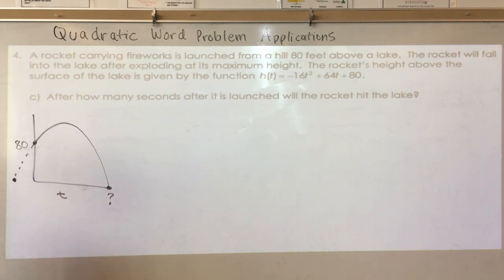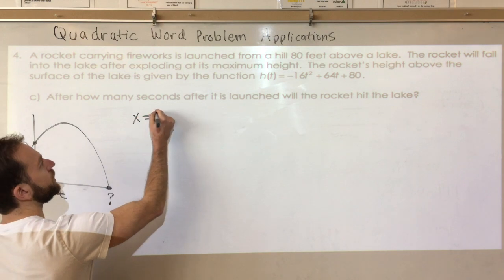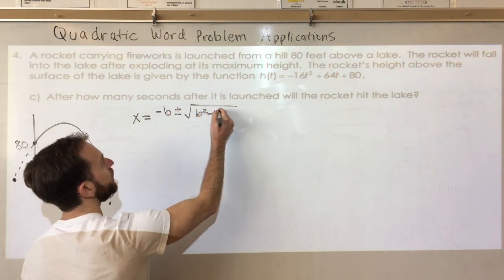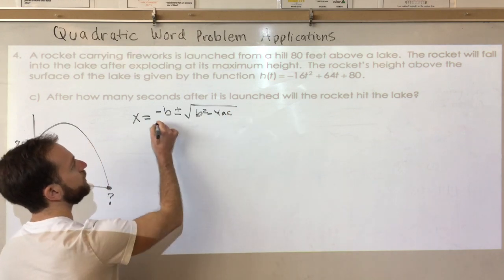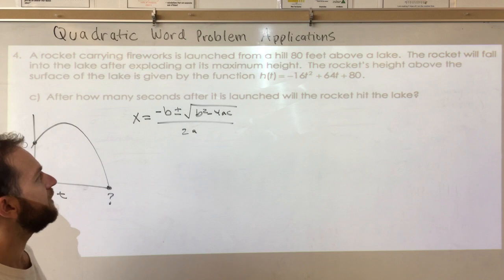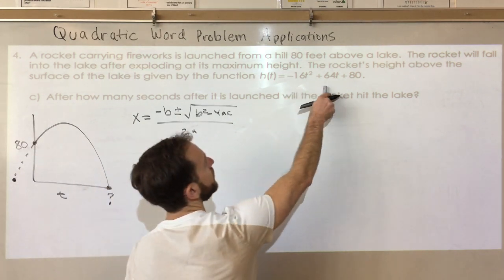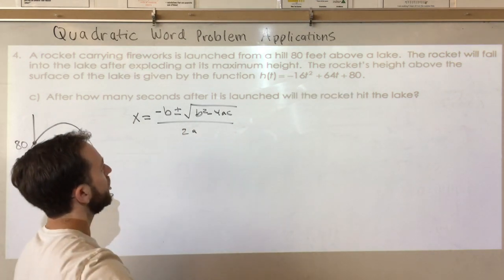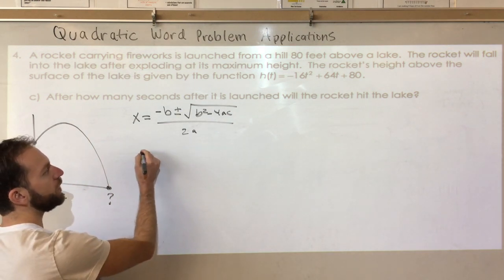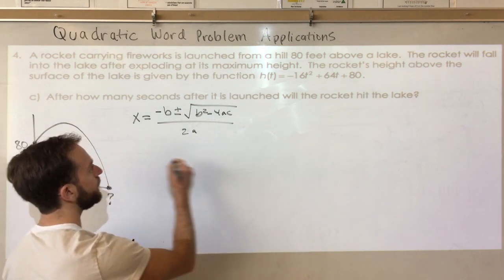Again, in order to do that, we could factor this, or we could just go straight to the quadratic formula. x equals negative b plus or minus the square root of b squared minus 4ac all over 2a. Remember our a value, b value, and c value. So let's go ahead and plug this in. I'll go down and then I'll go across.